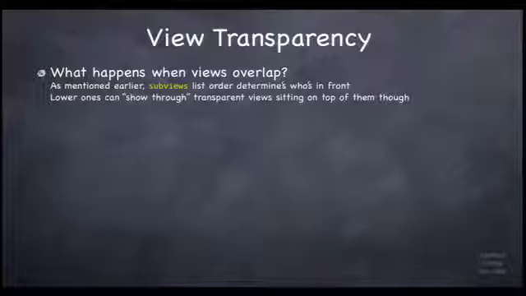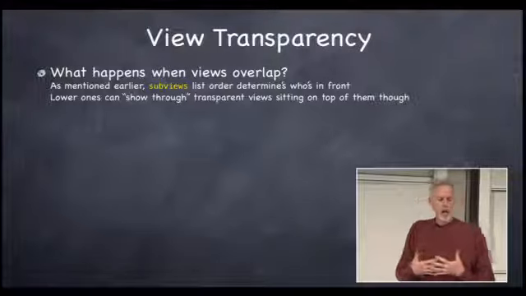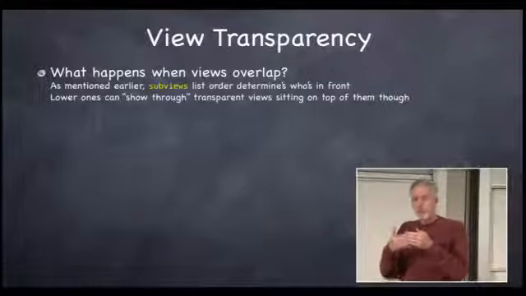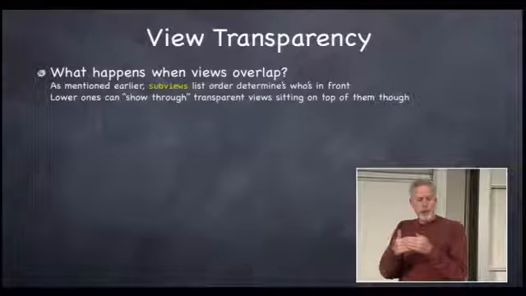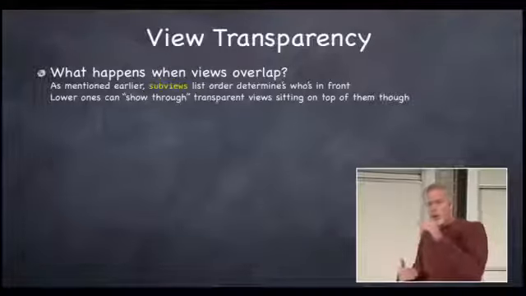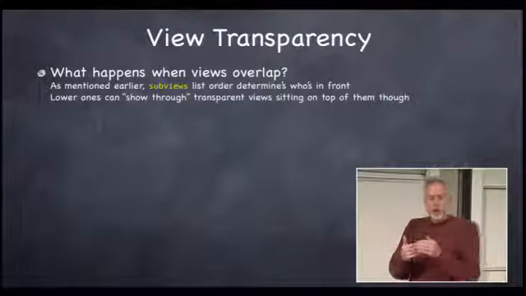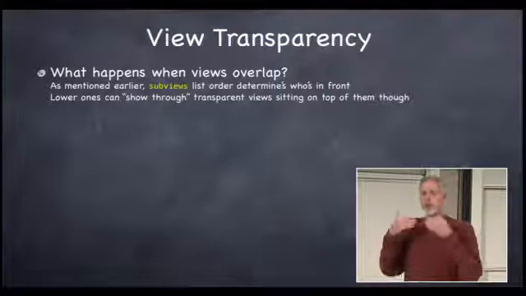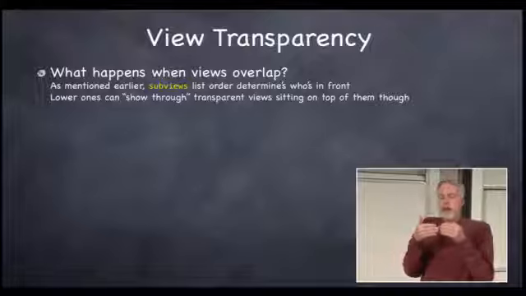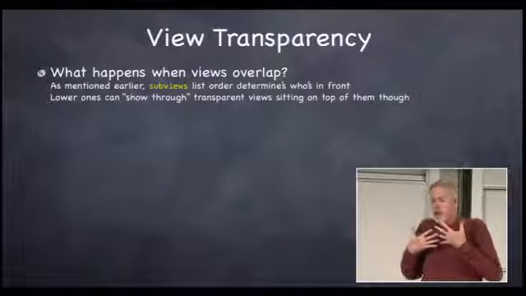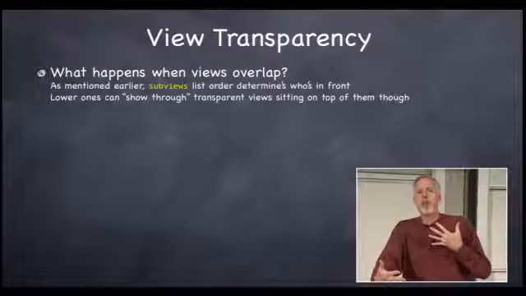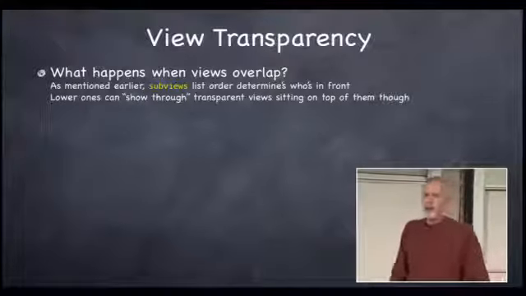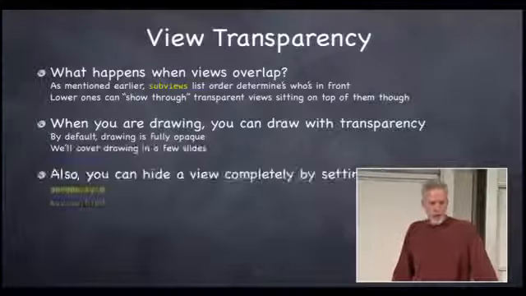So what happens, though, when these views overlap? So I've got all these views, and they're all stacked on top of each other. It's the order of the views in a view's subviews array that determines who's in front. The ones that are lower down in the list, higher indexes, show through any transparency for the ones on top. So let's put it this way: subviews index 0 is at the back, and all the other ones are in front of it. Does that make sense? And we're going to talk about how you get the transparency to happen and things overlapping and showing through. We're going to talk all about that in a couple slides. Yes, that's what I just said.